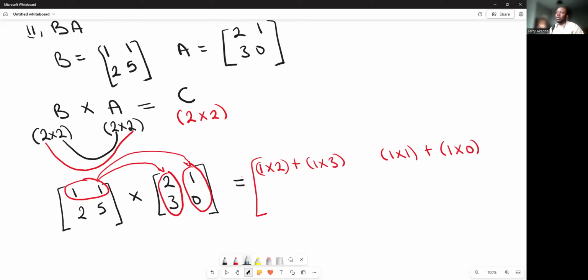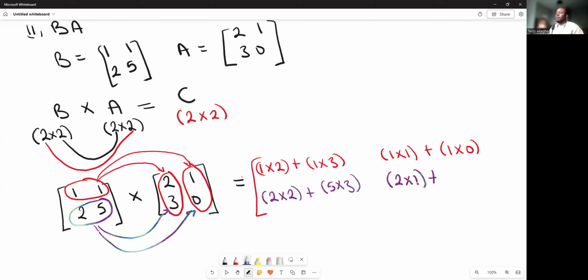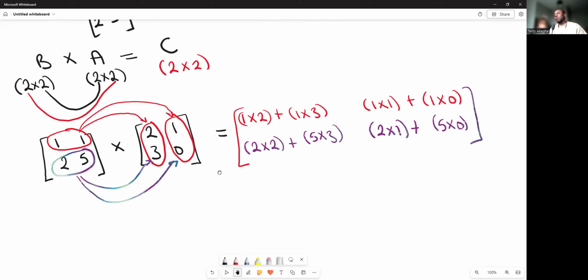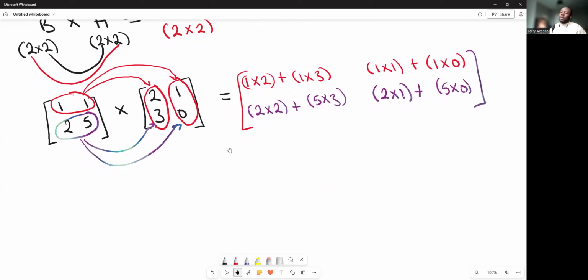Then we're going to go to the next one. So this one, the next row is going to open the column. So it's going to become 2 times 2 plus 5 times 3. Then this is going to open the next one. We're going to have 2 times 1 plus 5 times 0. And that will be that. Then the next thing you have to do is simplify this. All right. So let's go.